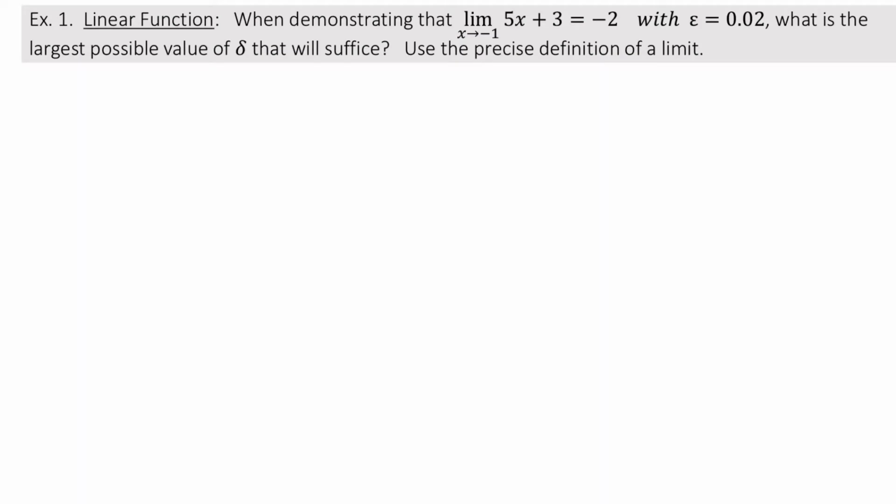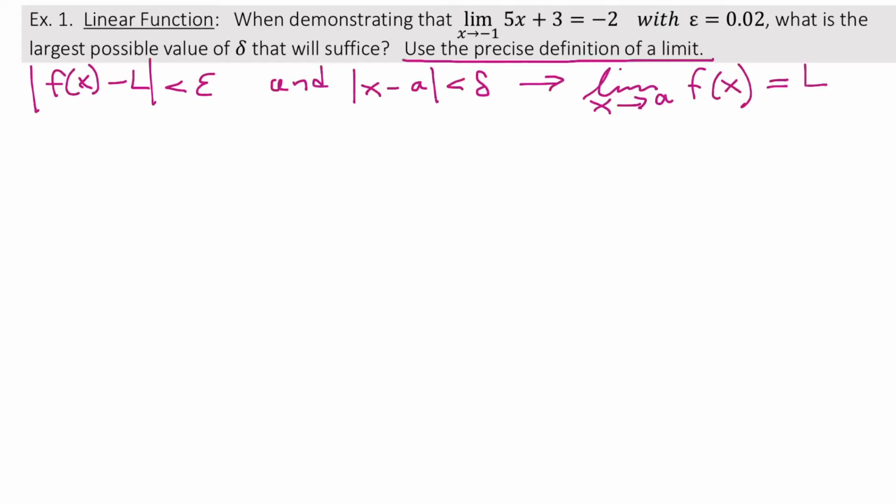So first we're going to write down the precise definition of a limit. So here it is. So I'm writing it with as few words as possible. So let's say it. This says the distance between f of x and L is less than epsilon, and the distance between x and A is less than delta, implies that the limit as x approaches A of f of x is equal to L.